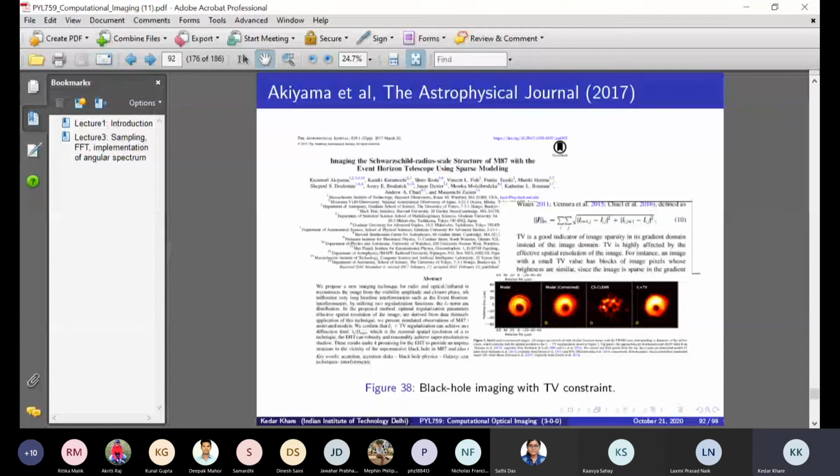Here is the image that you are trying to recover. What do you see in equation 10 there? So this equation 10 is out of this paper. All right, what is it? So total variation. It is total variation, isn't it?